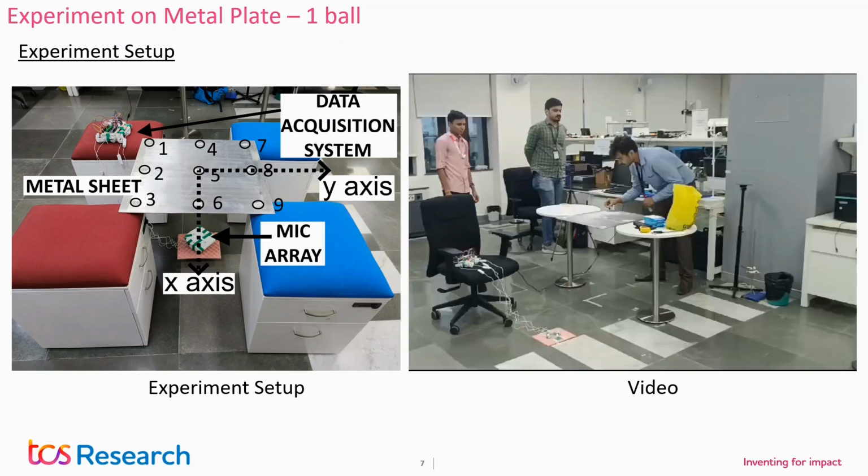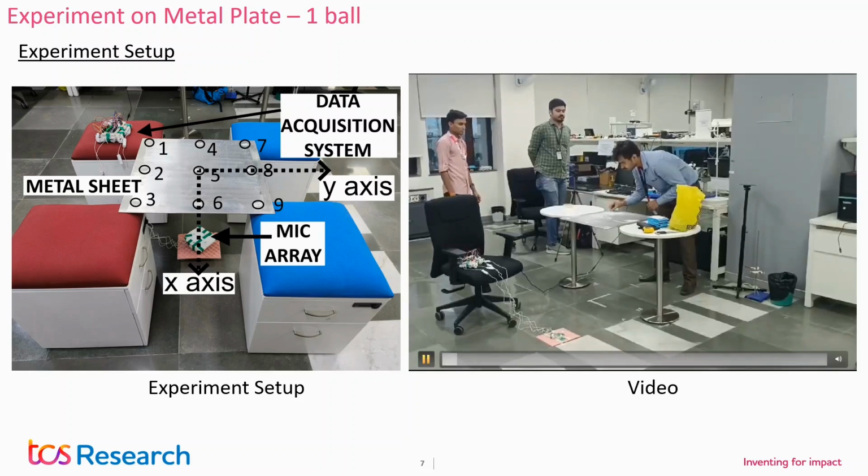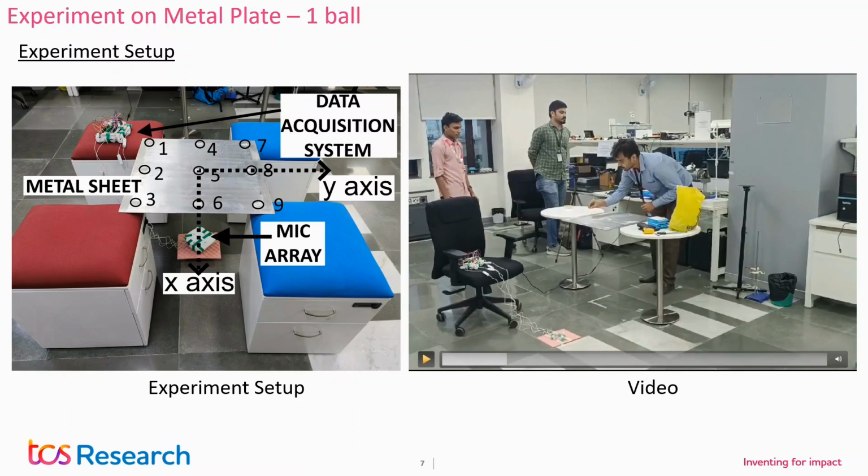And then we are going to create impacts on that metal plate. So I'm going to play the video. I hope we'll be able to hear the sound. So as you can see, at every position of those 9 locations, we are creating those impact points. Every experiment has 3 trials, and we are going to average the results out. So likewise, for one experiment, we have 27 trials.